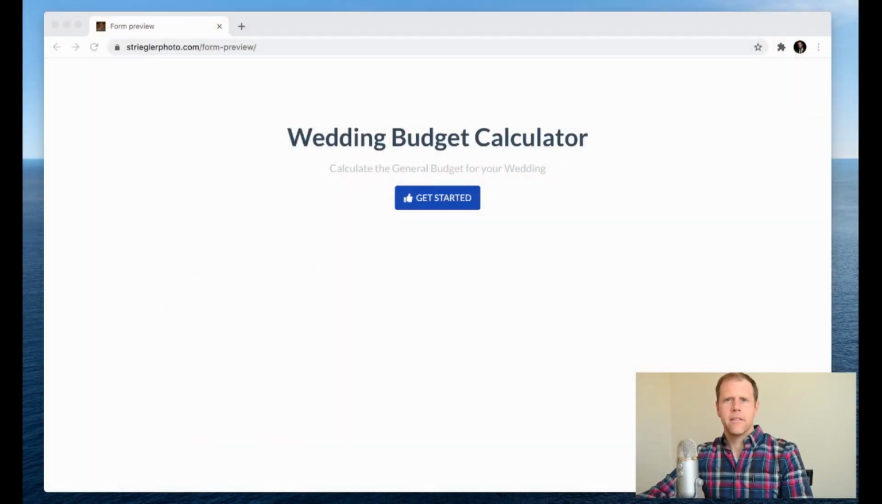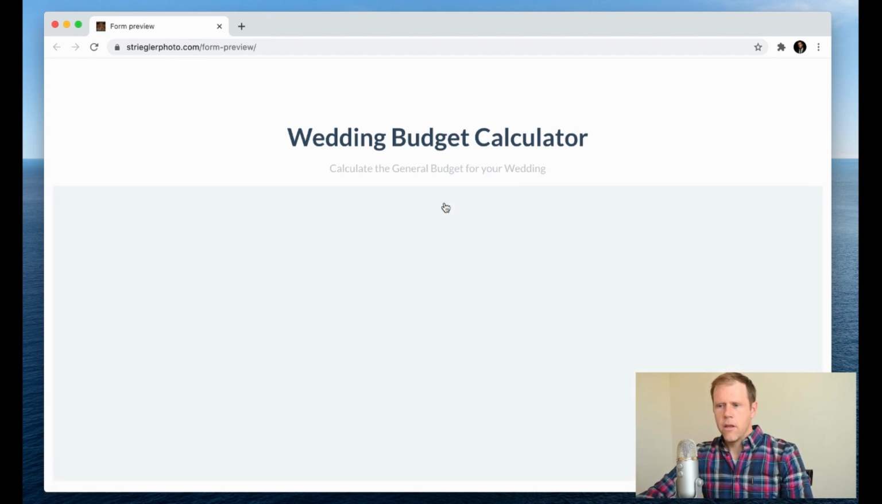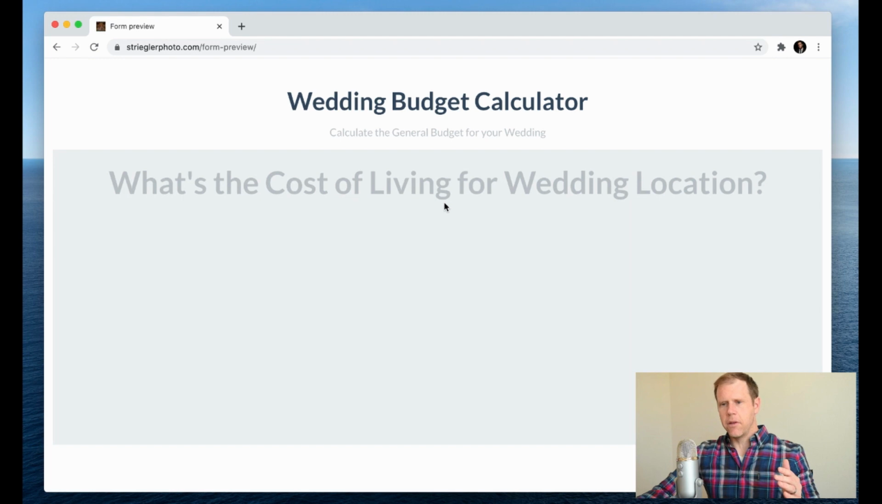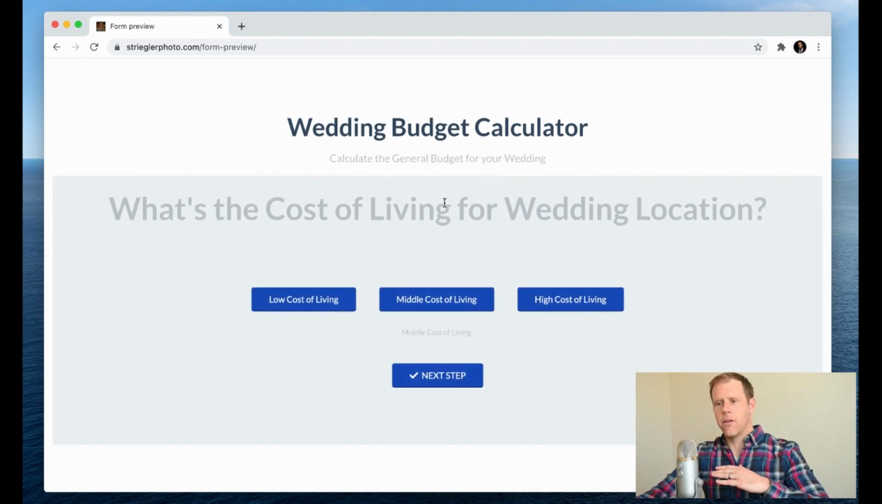So here is the general calculator. I know when you see it, there's going to be some other words and stuff around it, but that's okay. We can still look at this and it'll be the same. So click on Get Started. Now the first step is extremely important and it's going to affect the overall number.